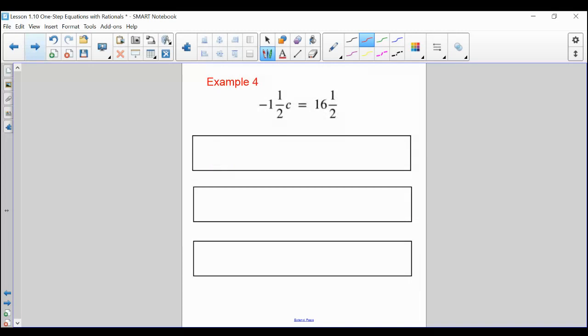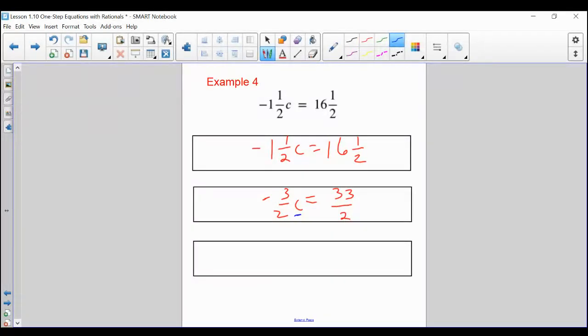Let's go to the next example. Negative 1/2 C equals 16 1/2. This is a little tricky because we have mixed numbers. So on my next line, what I'm going to do is I'm going to change these to be improper. So 2 times 1 plus 1 is 3/2 C, and it was negative. And on the other side, 2 times 16 plus 1 is 33/2.